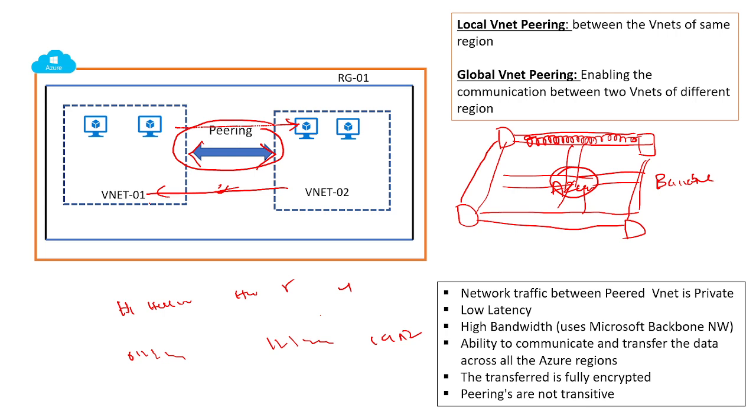One-way communication. If you want to do the communication, you have to establish both sides. You have to go to Vnet 1 and establish a connection to Vnet 2. Then you have to go to Vnet 2 and establish a connection from Vnet 2 to Vnet 1. That is called non-transitive.